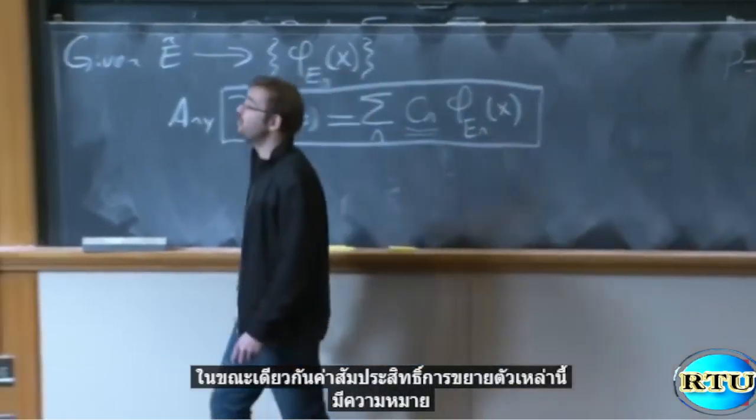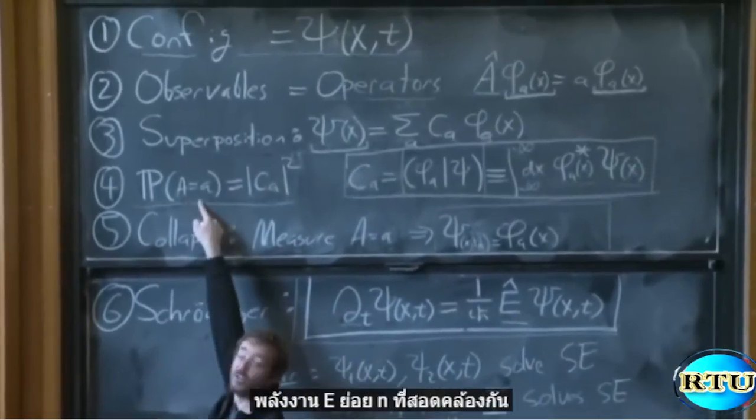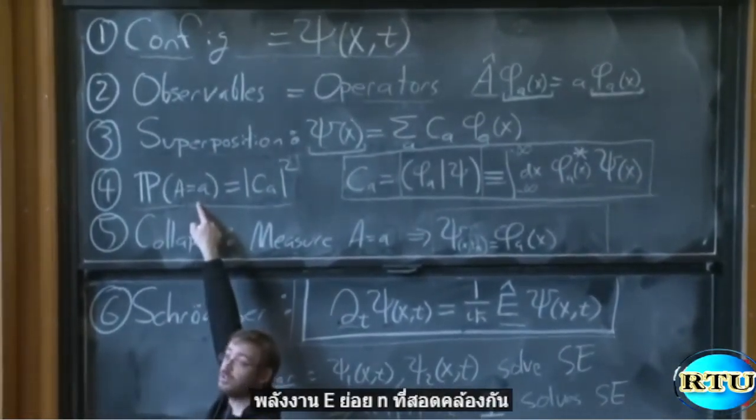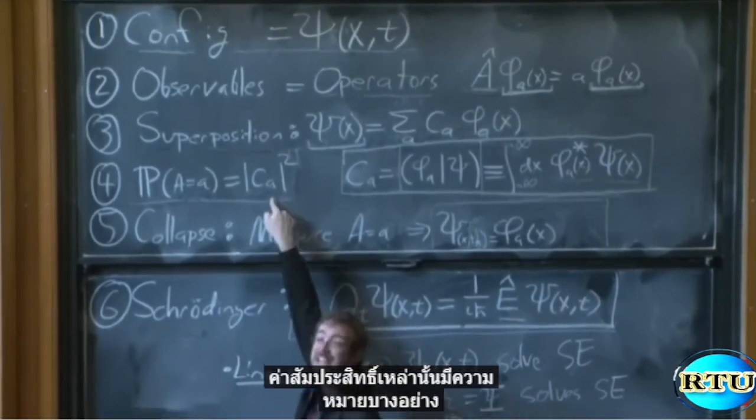Meanwhile, these expansion coefficients have a meaning. They correspond to the probability that we measure the energy to be equal to the corresponding energy E_n. And it's just the norm squared of that coefficient. So those coefficients mean something.